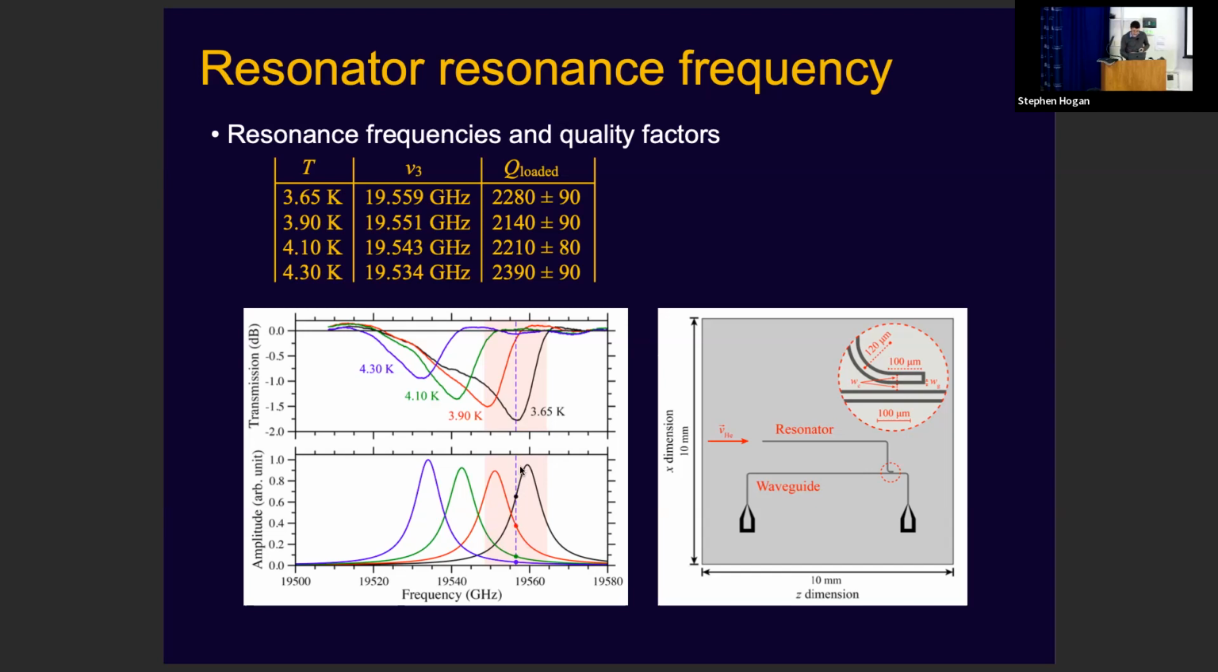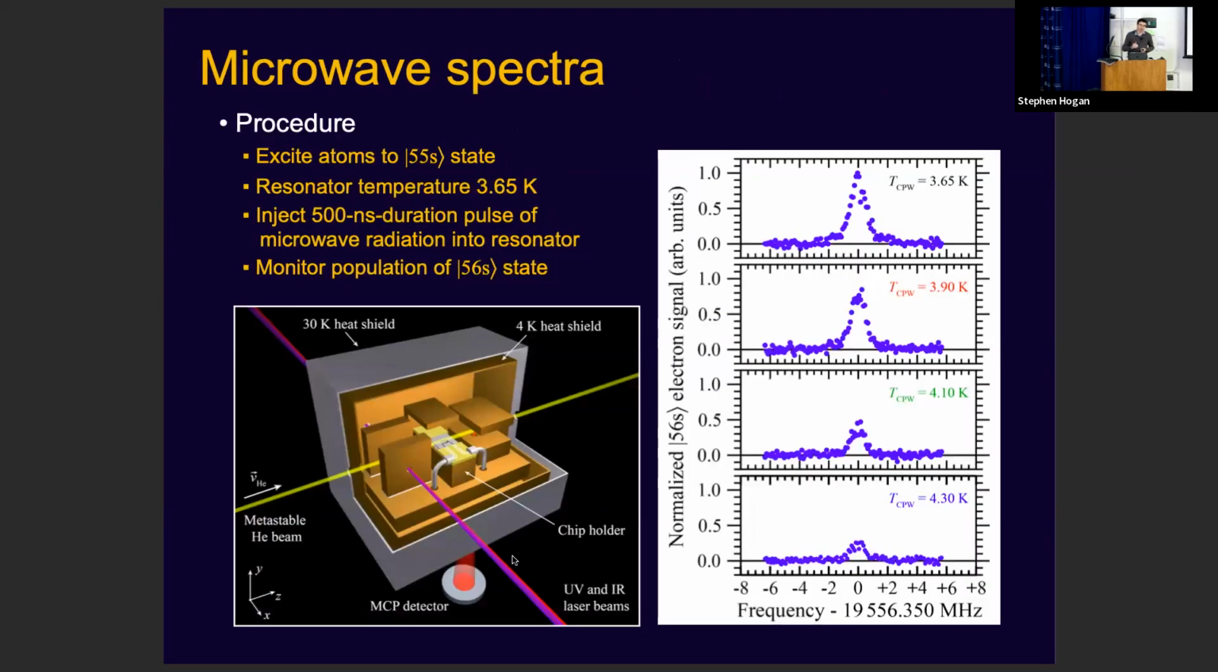So if we're driving our transition in the atom at this frequency here, if we change the temperature from 3.5 Kelvin to 4.3 Kelvin, the resonator resonance frequency shifts over here, and the enhancement in the microwave field reduces by an order of magnitude or so. So if we change the temperature, we should expect to see a change in the amplitude of the signal from the Rydberg states as we drive the same transition. So this is what we see. This is the on resonance case here, when the resonator frequency matches the Rydberg transition frequency. And this is the off resonance case here, where we've detuned the resonator by adjusting the temperature.